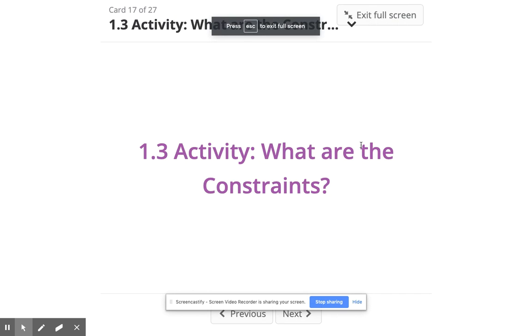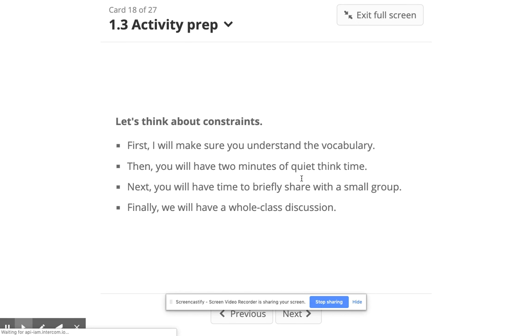Hey guys, because of time constraints, we were not able to get our entire lesson in. So I wanted to give you some information that will help you succeed on your homework. If you are looking at your Algebra 1 book, you're on page 132, and we're at the activity, What Are the Constraints?